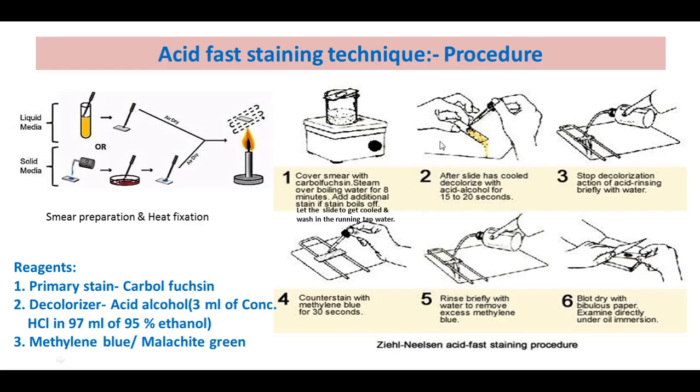Then the next step, that is the treatment with the decolorizer. So you can treat the smear with the acid alcohol for 15 to 20 seconds, or you can treat till you find that the washout is colorless. After then wash out the excess decolorizer by holding the slide under the slow running water, either from the bottle or the tap. Then the next step, that is the treatment with the counter stain.